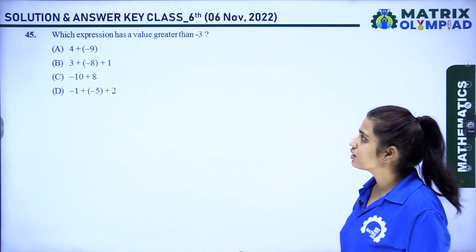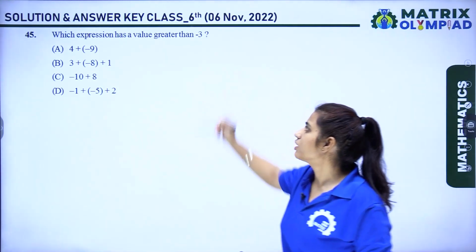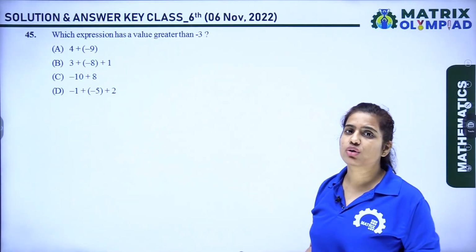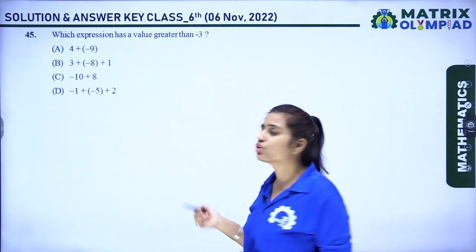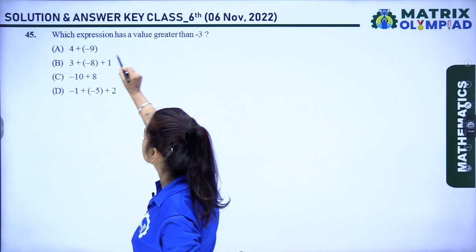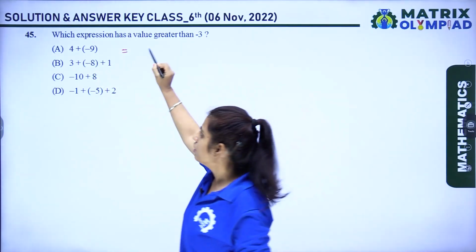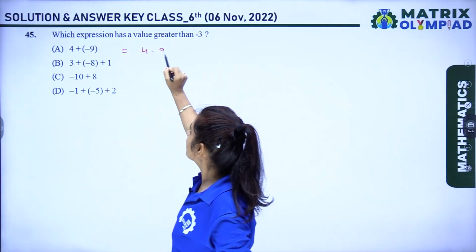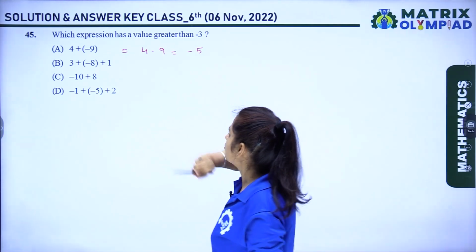Next question is, which expression has a value greater than -3? Out of these four expressions, we have to find which expression has a value greater than -3. Let's solve the expressions. The first expression is 4 plus -9. So 4 plus -9 is 4 minus 9, which gives the result -5.